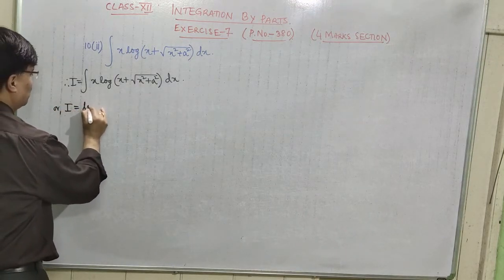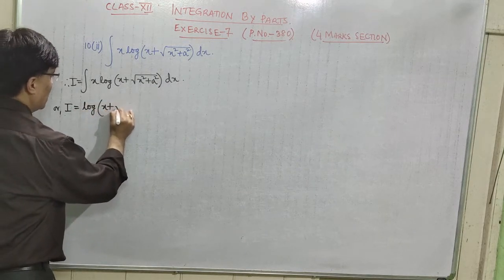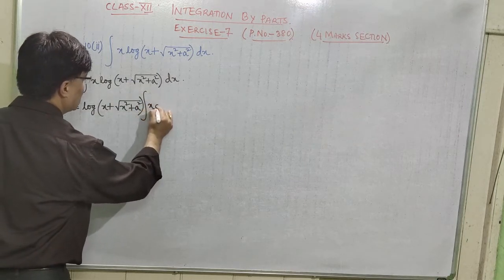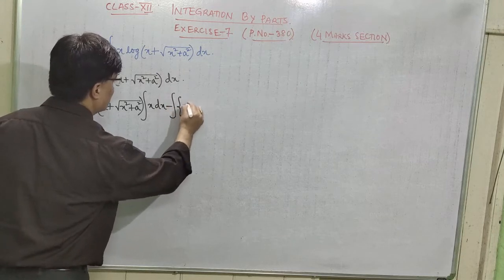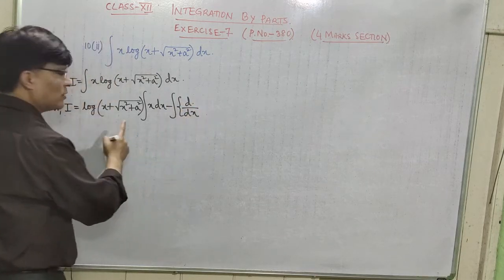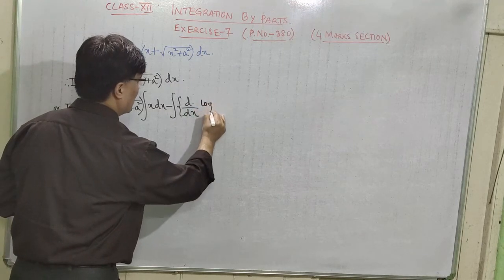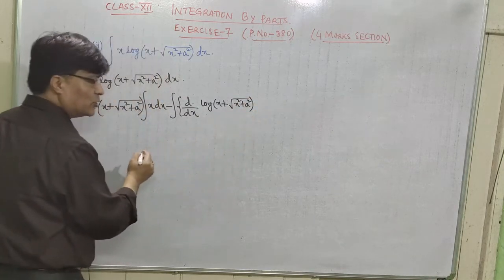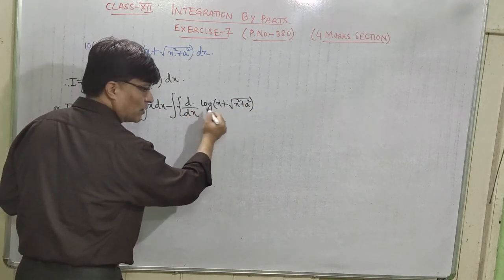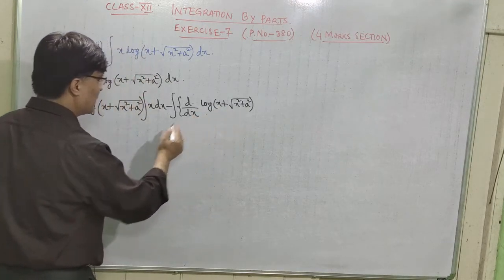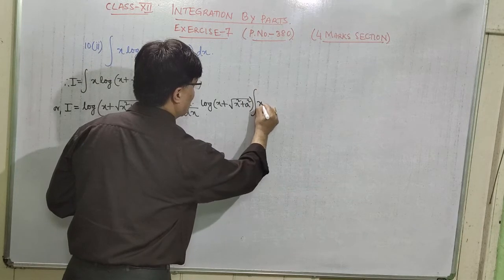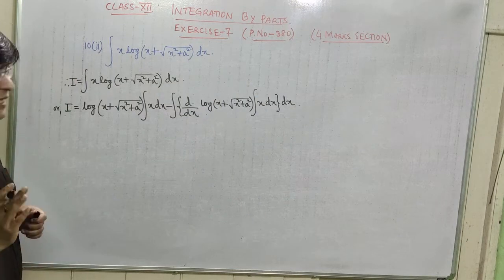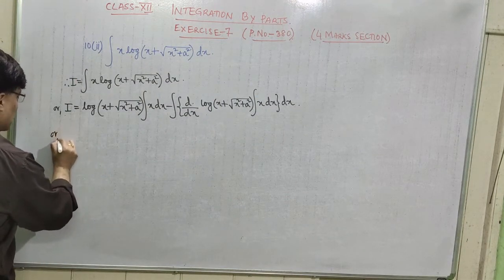So I is equal to log x plus root over x square plus a square integral sign x dx minus integral sign, second bracket, dy dx of what? First function, that is log of x plus root over x square plus a square. That is, you have to differentiate this first function log x plus root under x square plus a square with respect to x, and then integration of x dx, second bracket closed, dx. Is that understood? So now let us simplify it.